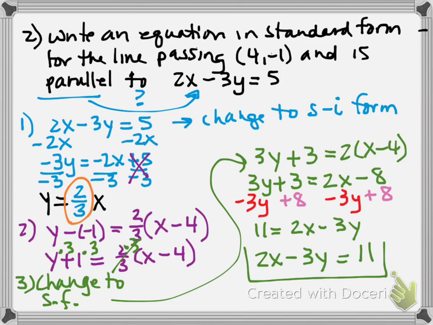Now, look at this answer and compare it to the original equation. Do you see something interesting? What do you guys see? 11 and 5. That's not interesting. 2x minus 3y? 2x minus 3y. So in standard form, you will see similarities. The not as interesting part was the 5 and the 11, right?